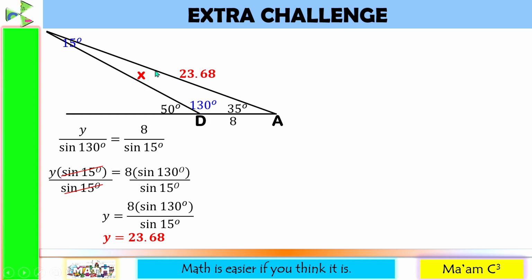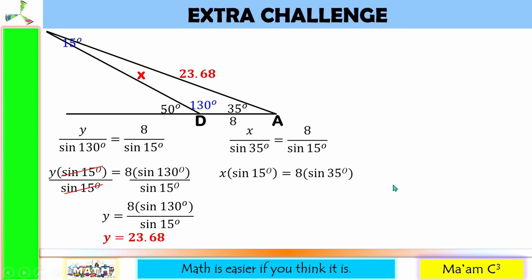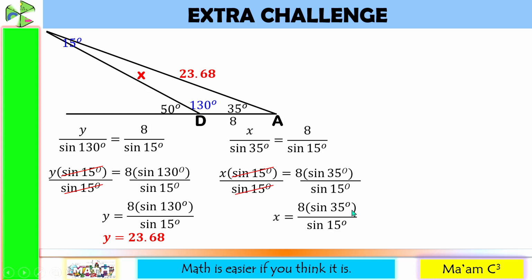Now I'm going to solve for the length of x. This time I'm going to use x and the opposite angle, which is 35 degrees, and then 8 and the opposite angle, which is 15 degrees. So x divided by sine 35 is equal to 8 divided by the sine of 15. Again, cross multiplication, dividing both sides by sine 15 degrees. So these two will cancel out. x is equal to 8 times sine 35 degrees all over sine 15 degrees.